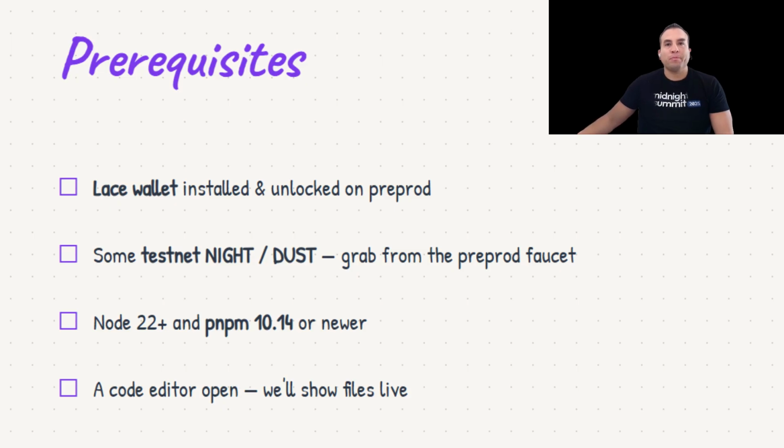need set up. Lace wallet installed and unlocked on pre-prod, some tested nights and dust. You can grab those from the pre-prod faucet. Node 22 or newer, pnpm 10 or newer, and a code editor open. We're going to read files live. If you followed episode 5 and already have Lace set up with testnet funds, you can skip the faucet setup. If this is your first time, pause here and get Lace working before continuing. Nothing that follows works without it.